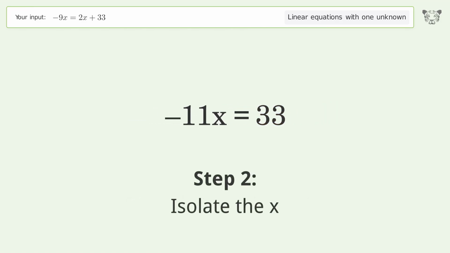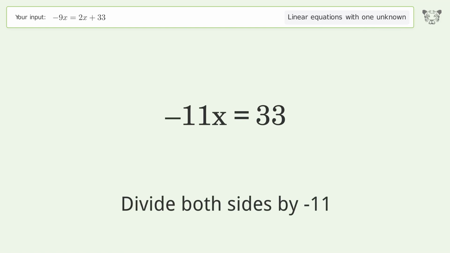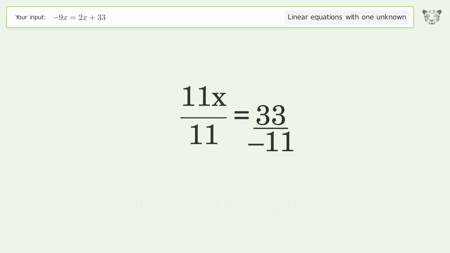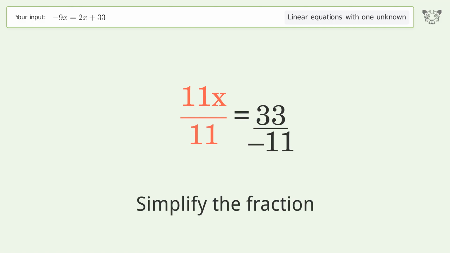Isolate the x. Divide both sides by -11. Cancel out the negatives. Simplify the fraction.